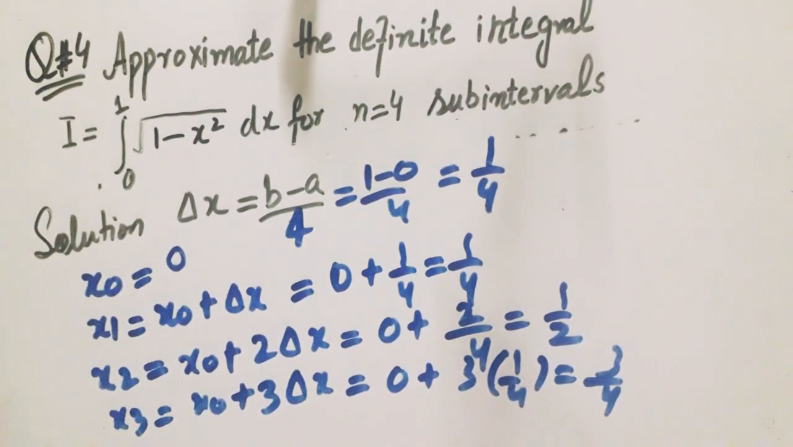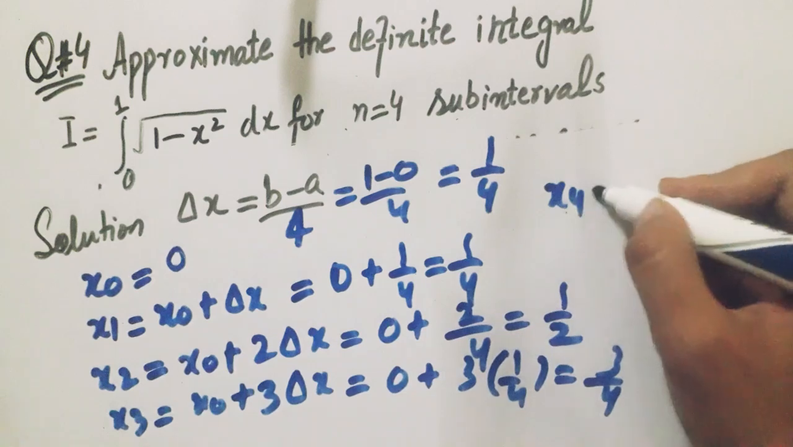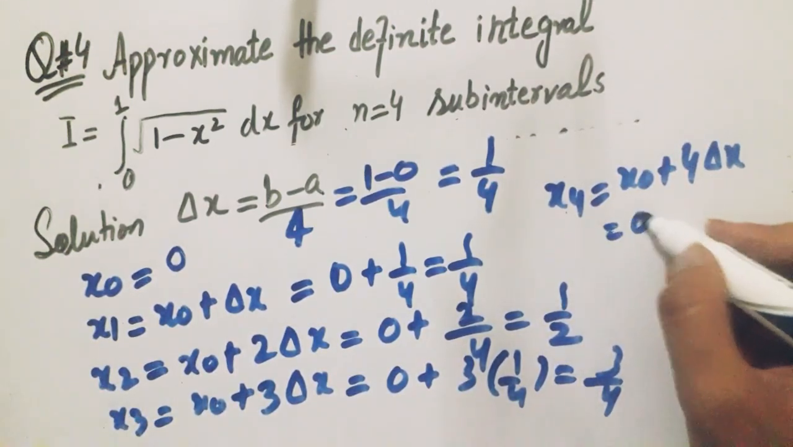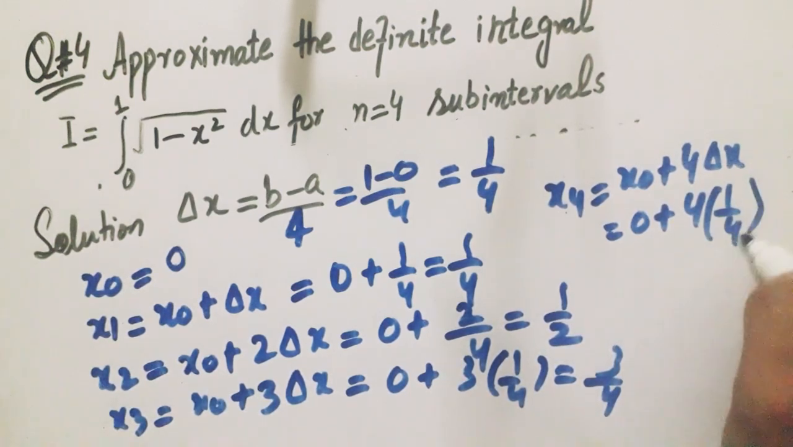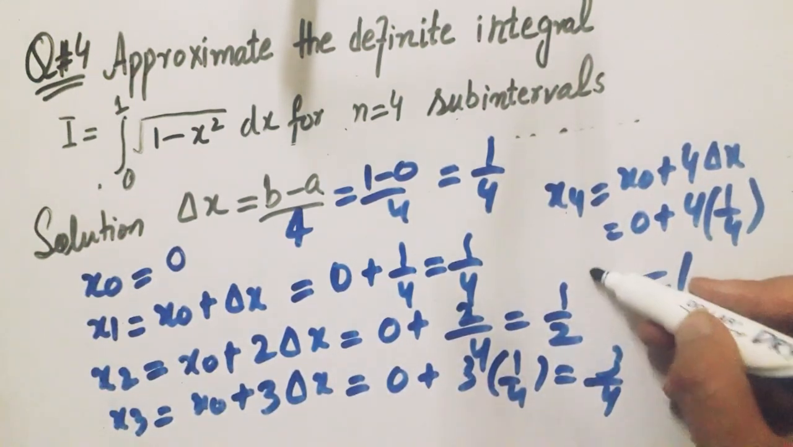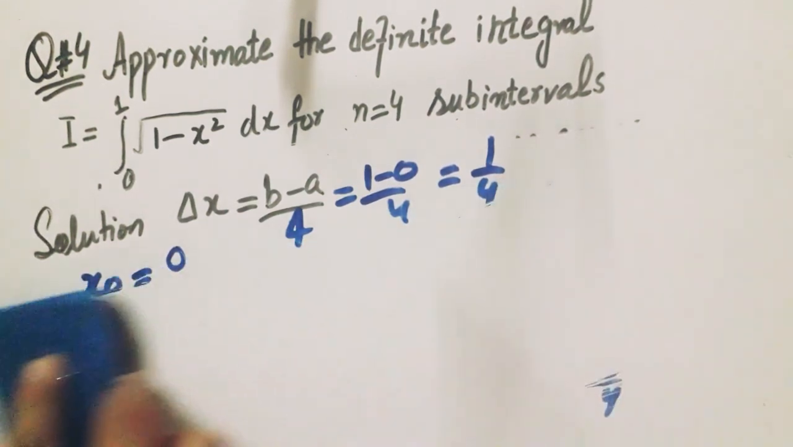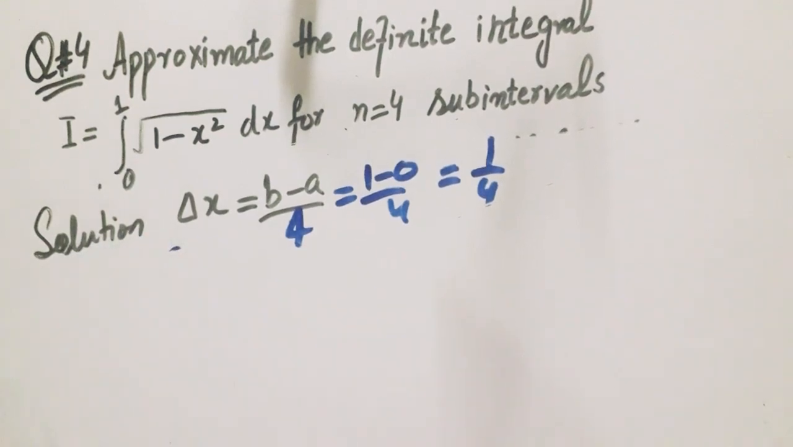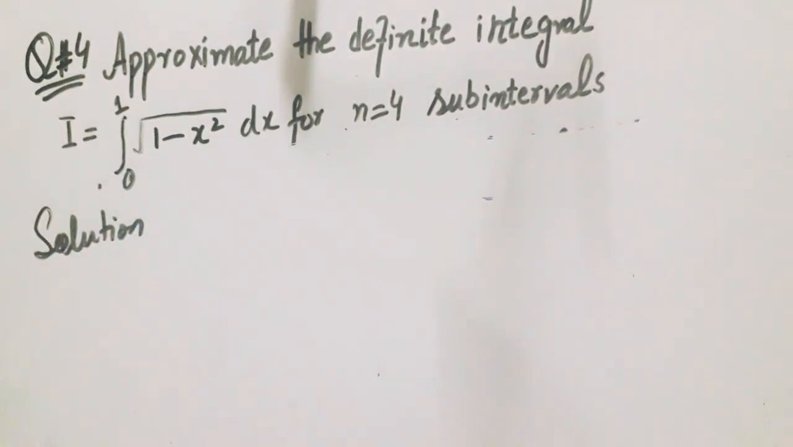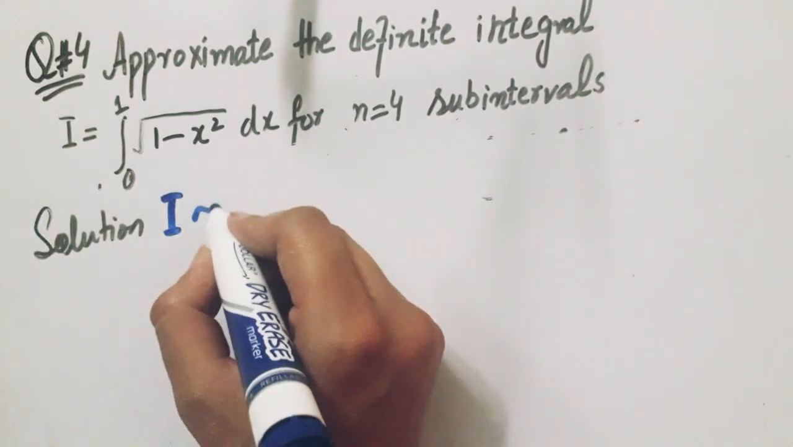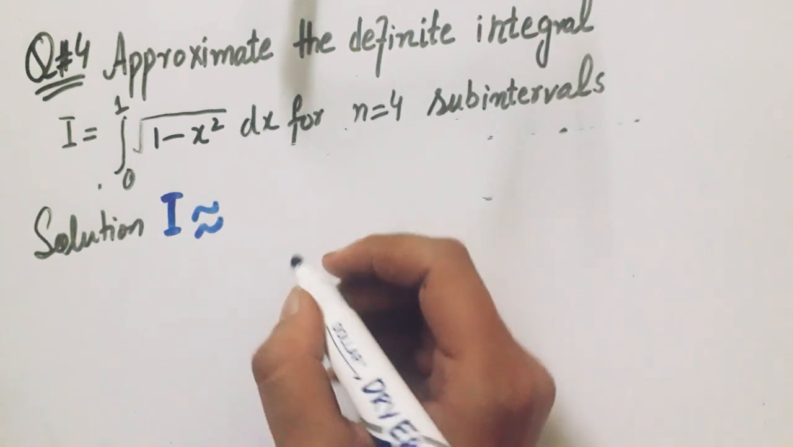Now x4 will be equal to x naught plus 4 of del of x. So 0 plus 4 into 1 by 4, which is equal to 1. So x4 is equal to 1. Now we will apply here the Simpson rule and get the answer. Simpson rule I have already written. Now you will get this in the approximation form, not equal.